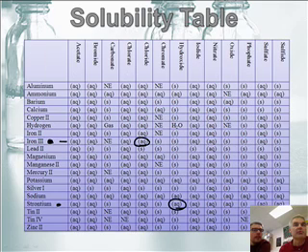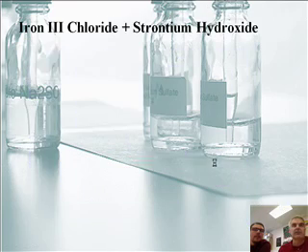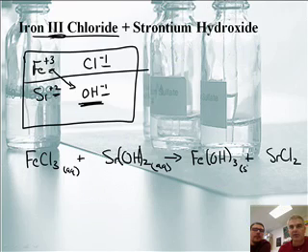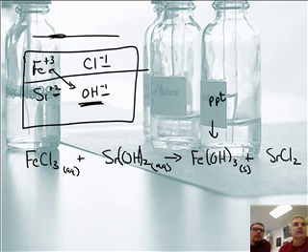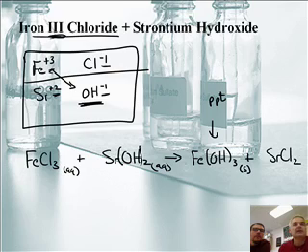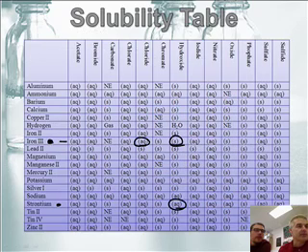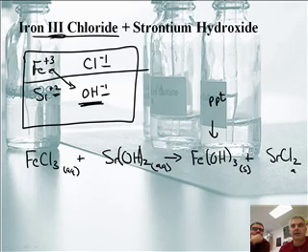Here's my iron, and we want to put it with hydroxide, which would be right there. Oh, solid. That's the dead giveaway. When this is a solid, we call that a precipitate. This right here is your precipitate, ppt. And then strontium chloride, aqueous. So this reaction works. It's going to happen.